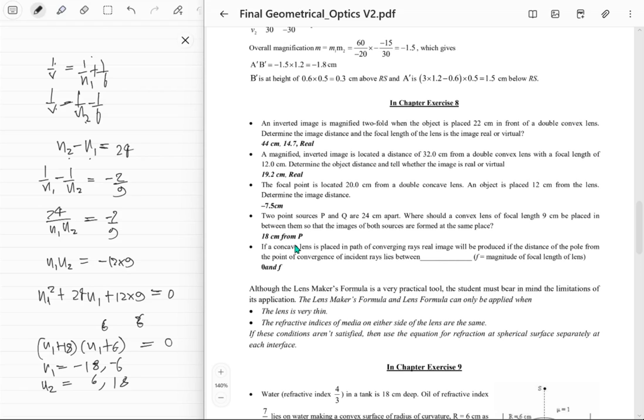18 centimeters from P. Does it really matter from which you place it, from Q as well? If you place it at 18 centimeters from Q, it will be the same thing, except inverted. It's going to be the opposite of that, all of it just a mirror image, right? So this is just partially correct. You would also need the other case where it's 18 centimeters from Q.